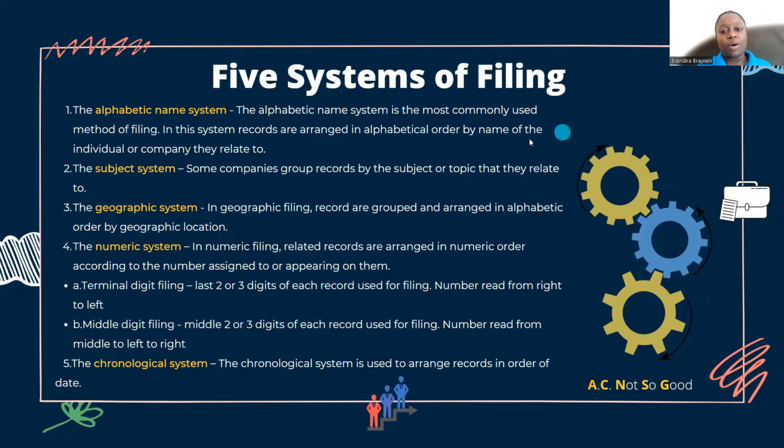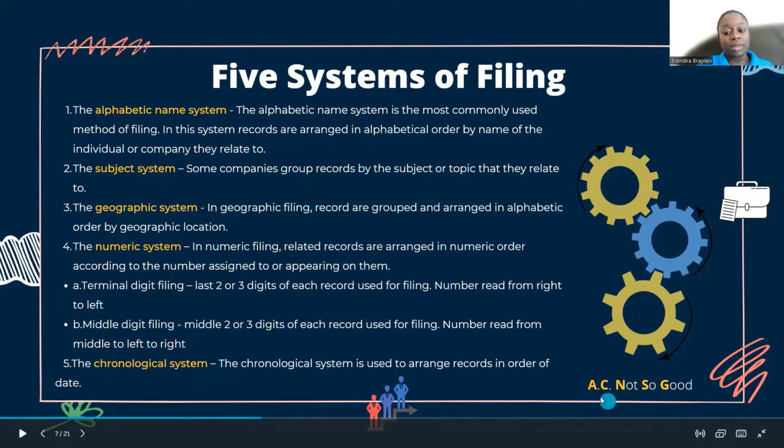Now let's talk again about the 5 filing systems. We have the alphabetical, subject, geographic, numeric, and chronological. Here it is again, ACNSG: alphabetical, chronological, numerical, subjective, and geographical. So let's go a little bit more into detail on each of them.